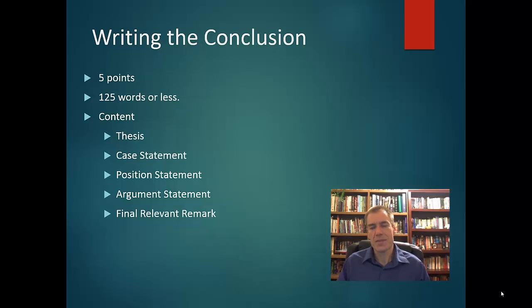Now, the conclusion is basically sort of the bookend to the introduction. It's worth 5 points, 125 words or less, and contains almost all the same stuff: the thesis, case statement, position statement, argument statement, and, instead of the background, a final relevant remark. So what you can do, sort of a quick tip, is copy the introduction, paste it into your conclusion, go from "I will" to "I did," and swap out the minimal background, put the final relevant remark in its place, and your conclusion is done.